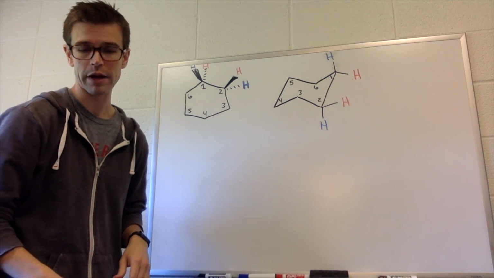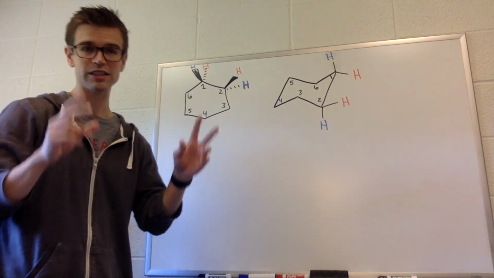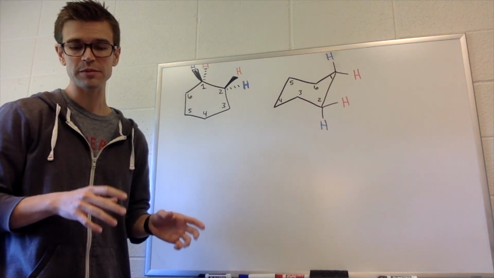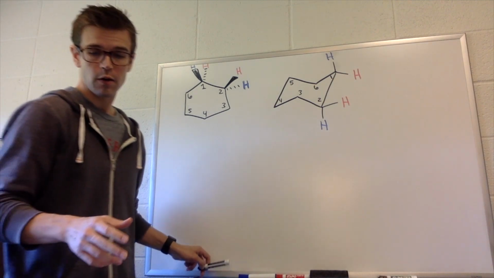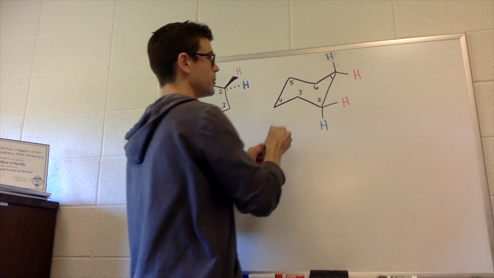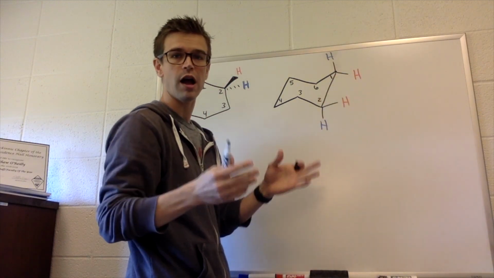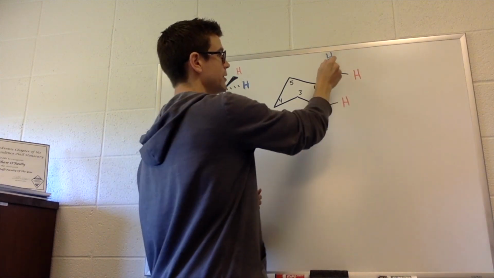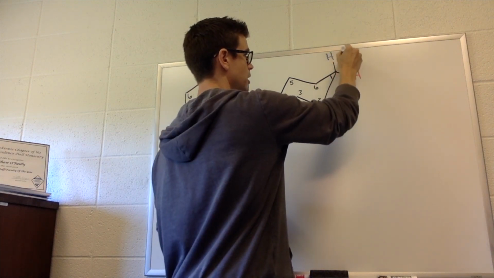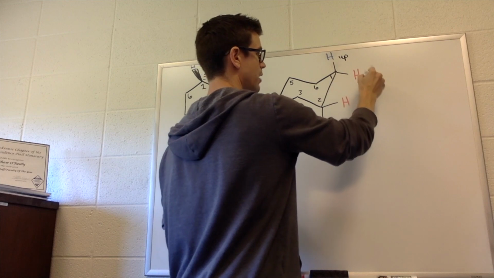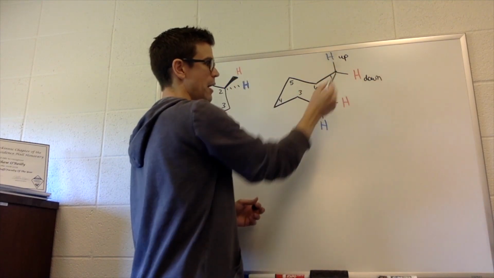So what else is on your note page? On your note page it says that each carbon has one substituent that is, quote, up, and one substituent that is, quote, down. So what does that mean? Well, we have a carbon here, and we have 2 substituents on that. Which one would we call up versus down? Well, this hydrogen here is higher than that one, so let's call this the hydrogen up, and we'll call this the hydrogen down, because for that specific carbon, this one's up, that one's down.